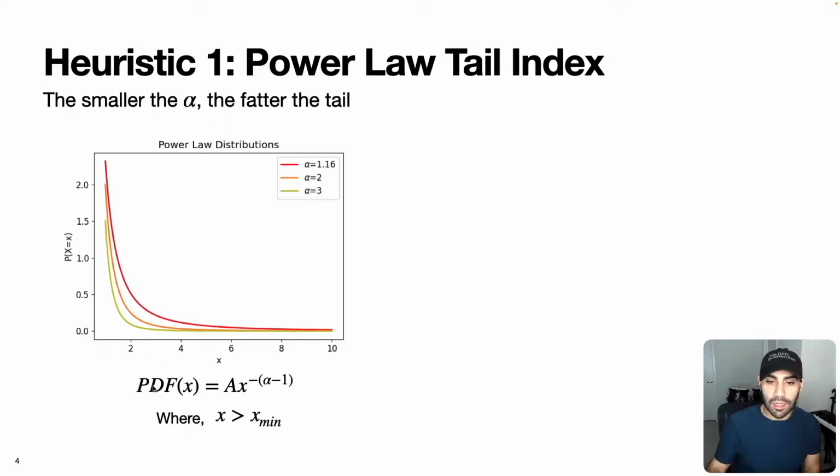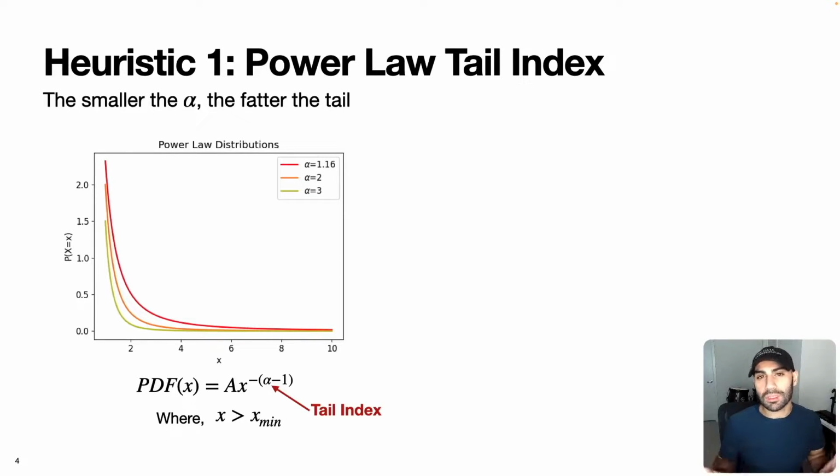These plots here are generated by this probability density function, where a is just some constant, x is a specific value of a random variable, and alpha is the tail index. So this is the parameter that controls the shape of these tails here. So if a smaller alpha implies a fatter tail, we can naturally use this as a way to quantify fat-tailedness.